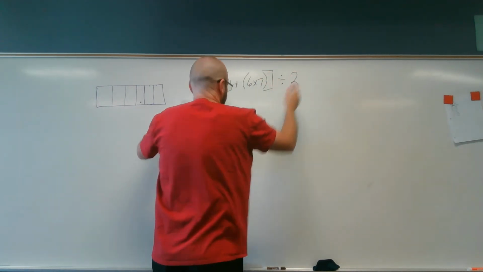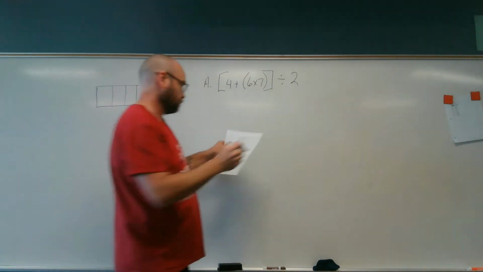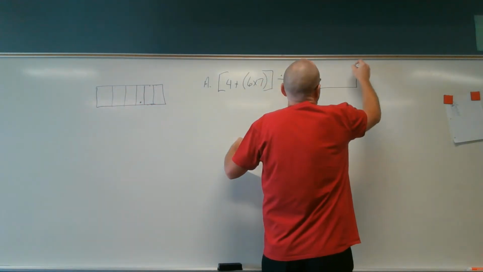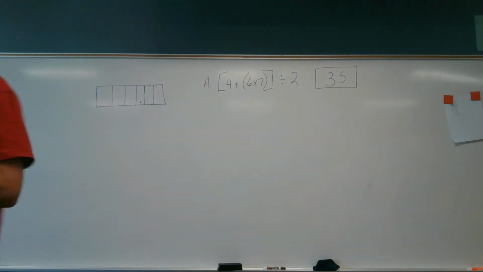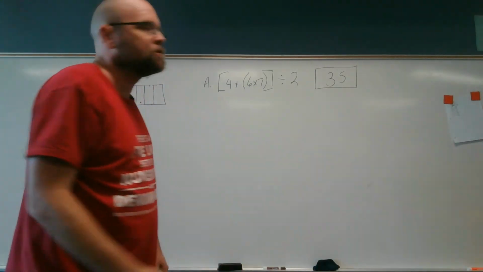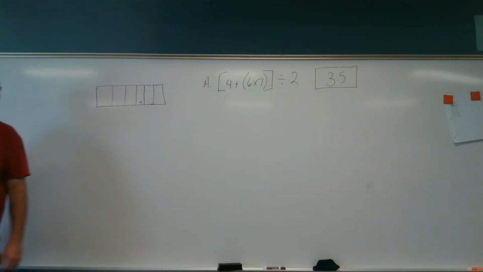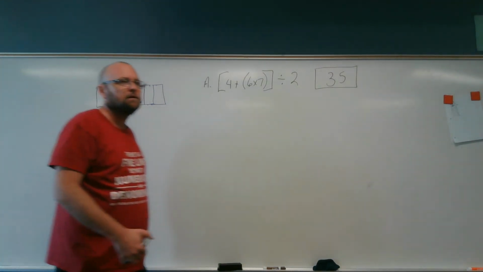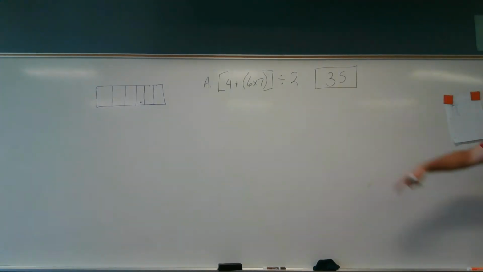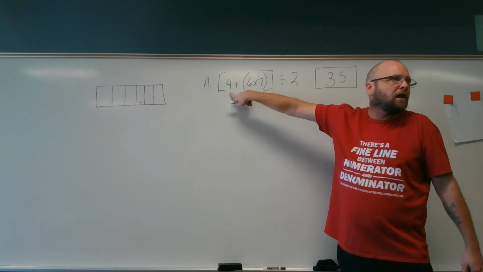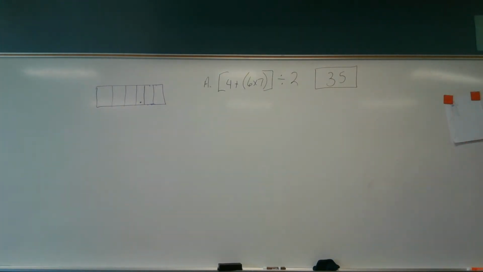Here's an order of operations problem, and we're trying to see if this problem equals 35. Our first part is what? B-Beck, what do I start with? I start with the parentheses. So I'm looking inside the grouping symbol first, and then inside the grouping symbol I have parentheses. So I do that first.